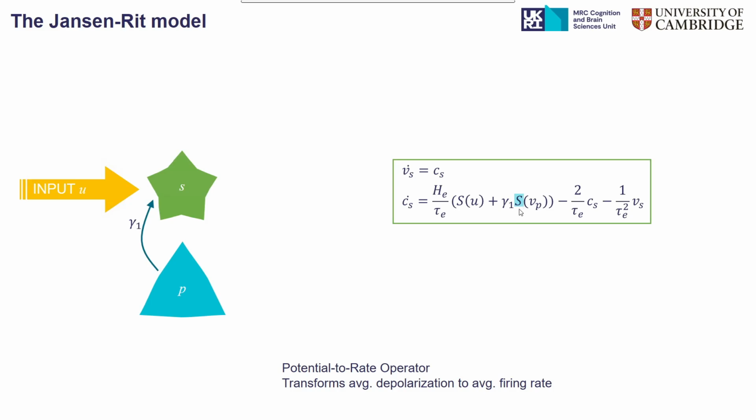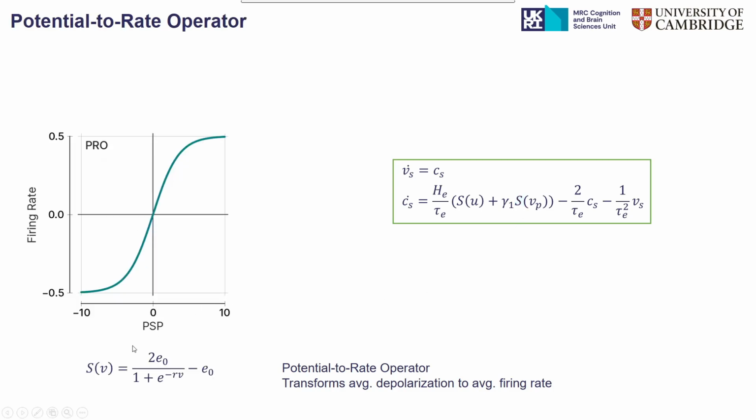Since neurons interact with each other through discrete spikes, we need a way to convert a spike to a depolarization, and a depolarization to a firing rate. So this is what this potential to rate operator does, and it is parameterized by a sigmoid function which consists of two parameters. One is R, which determines the slope of firing rate. This essentially controls voltage sensitivity, where a smaller slope, smaller R, will result in more voltage being needed to reach the maximum firing rate, whereas a higher R will result in a steeper rise, therefore needing less voltage change to reach the highest firing rate.